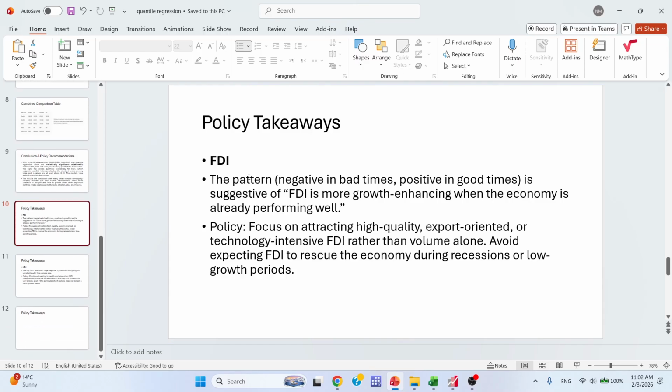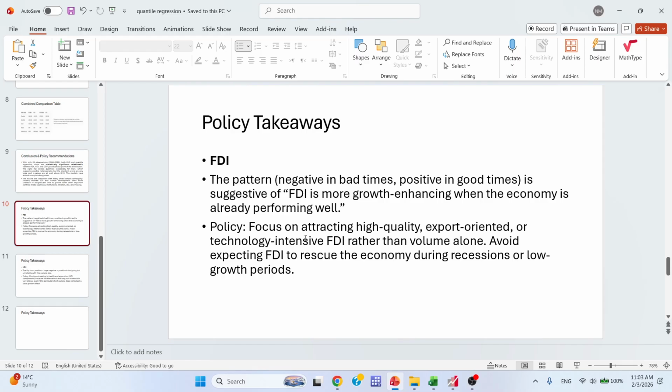In the policy implication, the first one is for FDI. The pattern is negative in bad times, positive in good times, suggesting that FDI is more growth enhancing when the economy is already performing well. So what is the policy takeaway? In bad times, FDI will not support you, but in good times, FDI increases or doubles your economic growth.